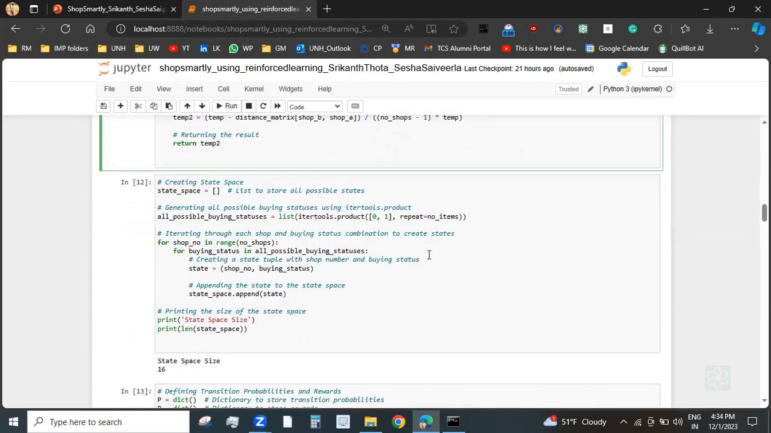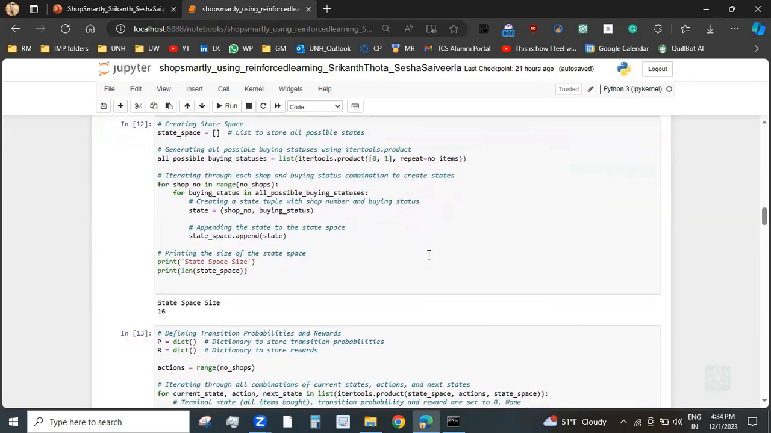Create the state space by considering all possible combinations of buying status from the given number of items. Okay, the state space is one of the reinforcement learning or decision-making problems. A state refers to a specific situation or configuration that the system or the agent can be in. The state space is a set of all possible states that the system can occupy. It represents the entire range of situations that the system might encounter.